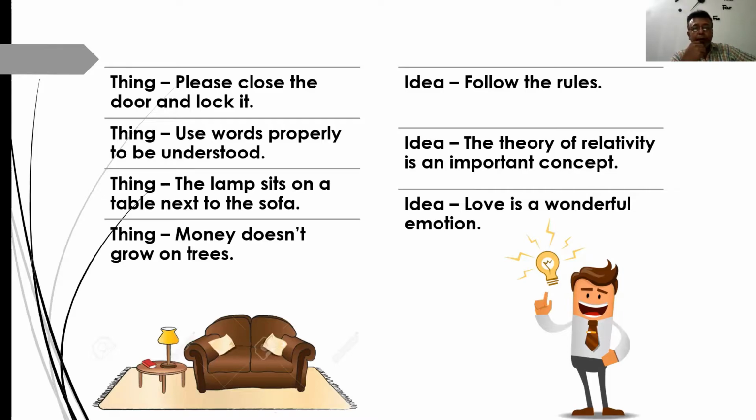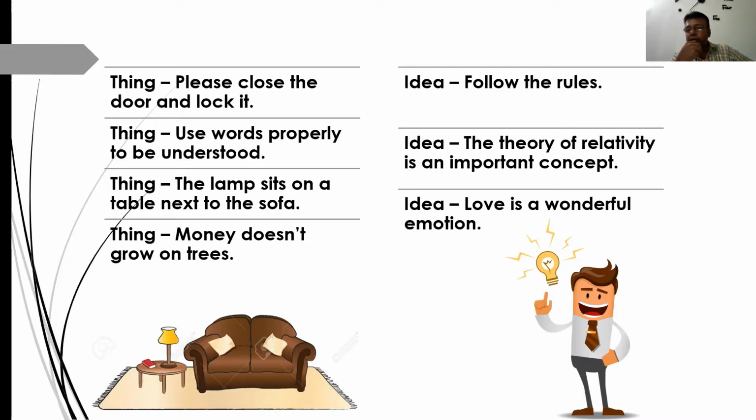Use words properly to be understood. What? Words. Words, things, right? The lamp sits on a table next to the sofa. Lamp, table, sofa. These are the three nouns that talk about things.